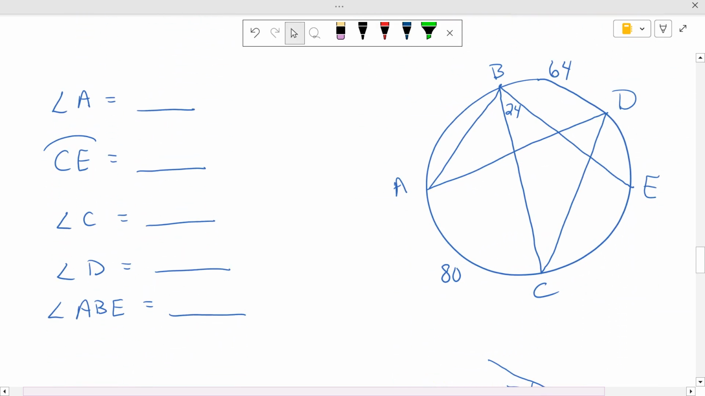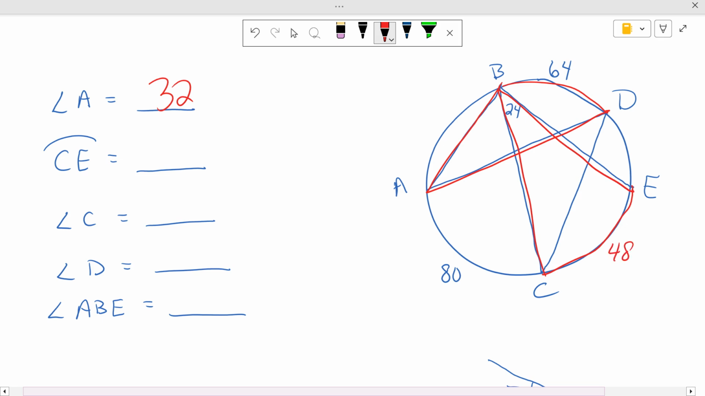Some of you struggled with this on the homework for a little bit until you figured out how easy it was. Angle A is right here. It cuts off 64 degrees. So it's an inscribed angle. What's half of 64 degrees? 32 degrees. CE is cut off this angle right here. That's 24. So if the angle is 24, how long is CE? 48.